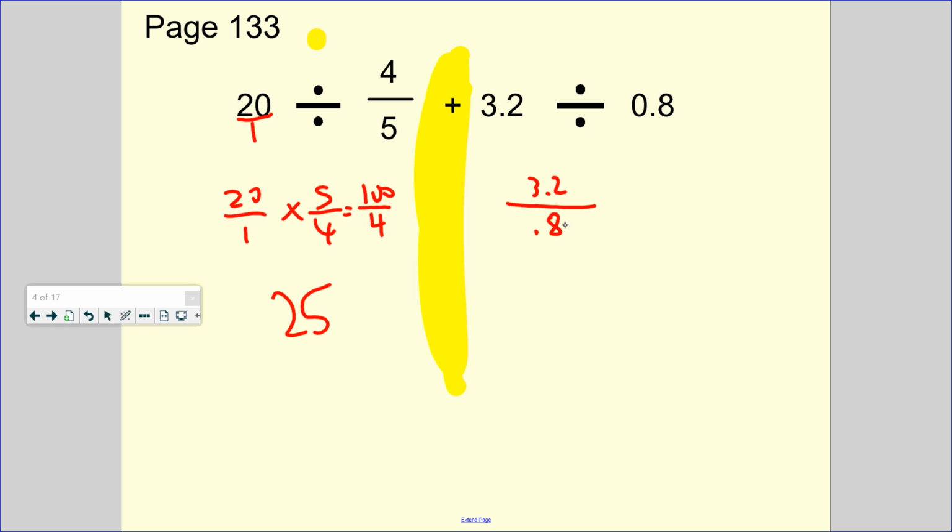Do you like working with decimal points? I don't. I'd rather work with whole numbers. How can I turn this into a whole number of 8? I move the decimal 1 place because I'm multiplying by 10. What about this one? Well, I multiply by 10, I need to use the same place value. So it's 32 divided by 8 is 4. So 25 plus 4 is 29.